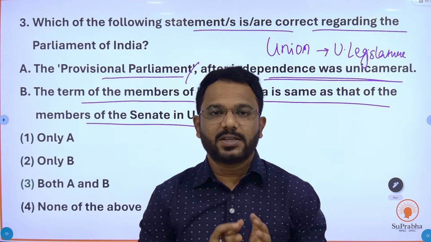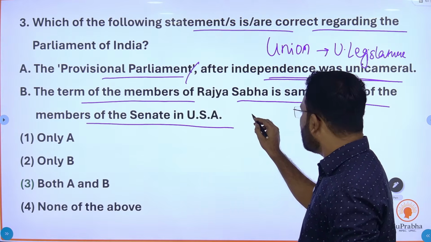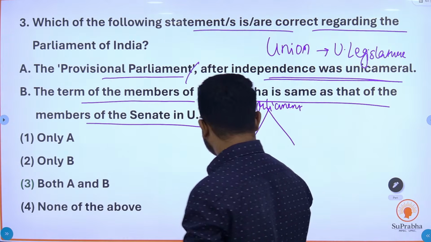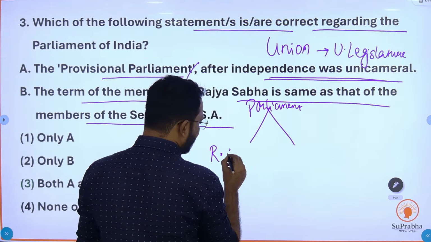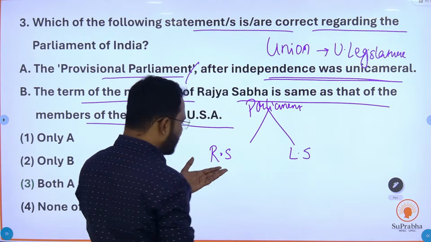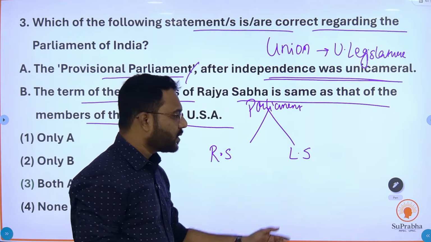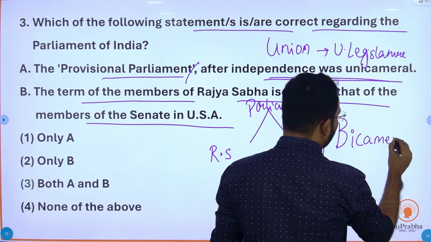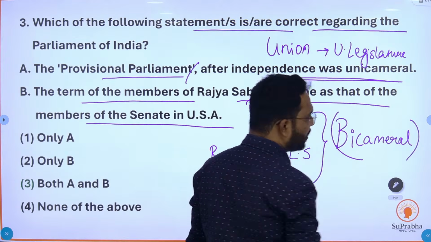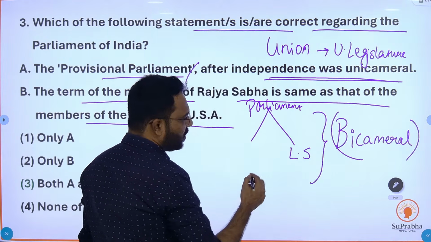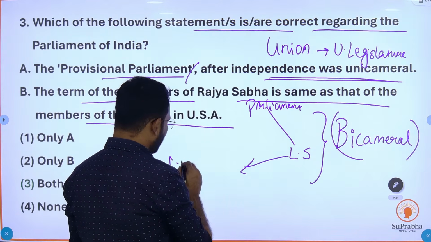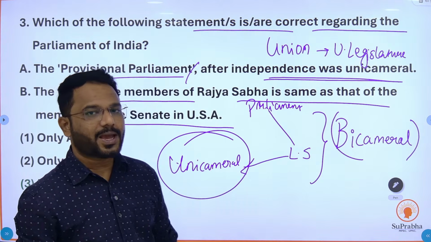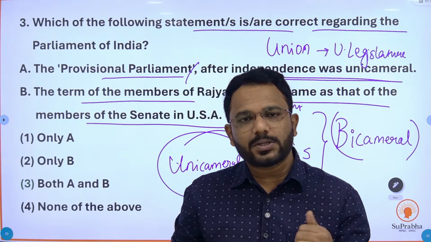Okay, and if the legislature has two houses, like presently in our parliament we have two houses. The first house is Rajya Sabha and the second house is Lok Sabha. Rajya Sabha is also known as upper house and this is known as lower house, and this kind of setup is known as bicameral. And in case there is only Lok Sabha, only one house is present, then it would be called unicameral. So bicameral means two houses, unicameral means single house.